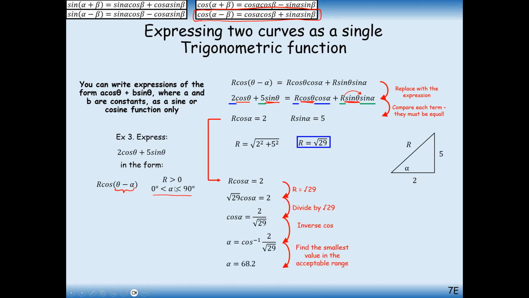We were required to find an angle in degree form, so this matches up. Make sure you calculate this in degree form when you calculate that. Finally, you write your answer. We're going to replace R with root 29 in this example, and rewrite what the angle theta minus alpha should be. Okay, so let's look at the next example.